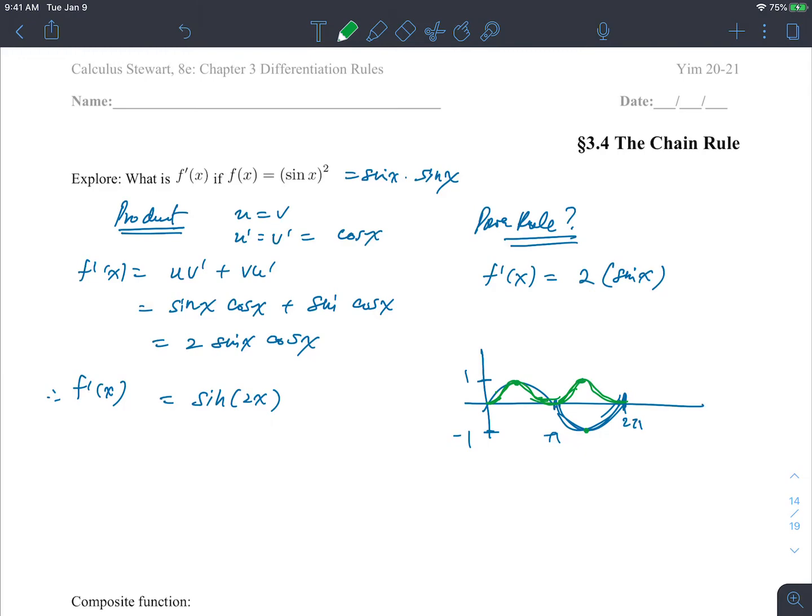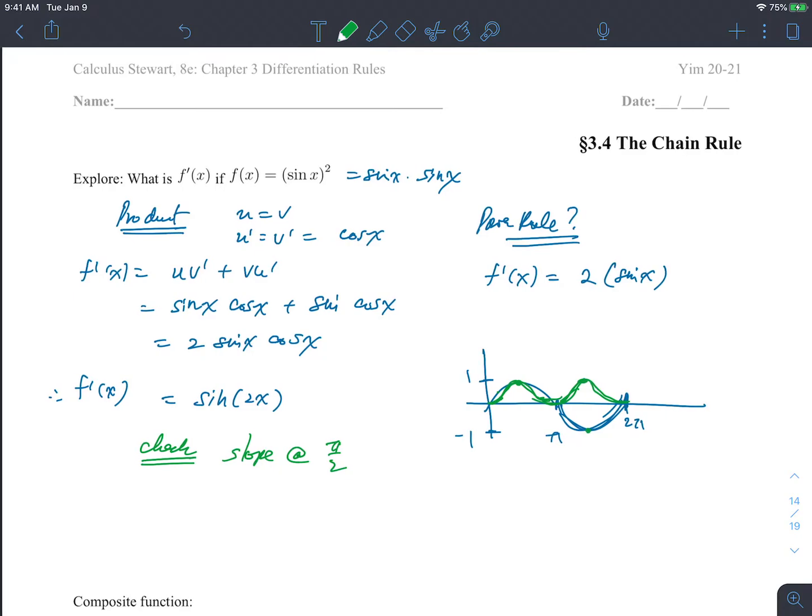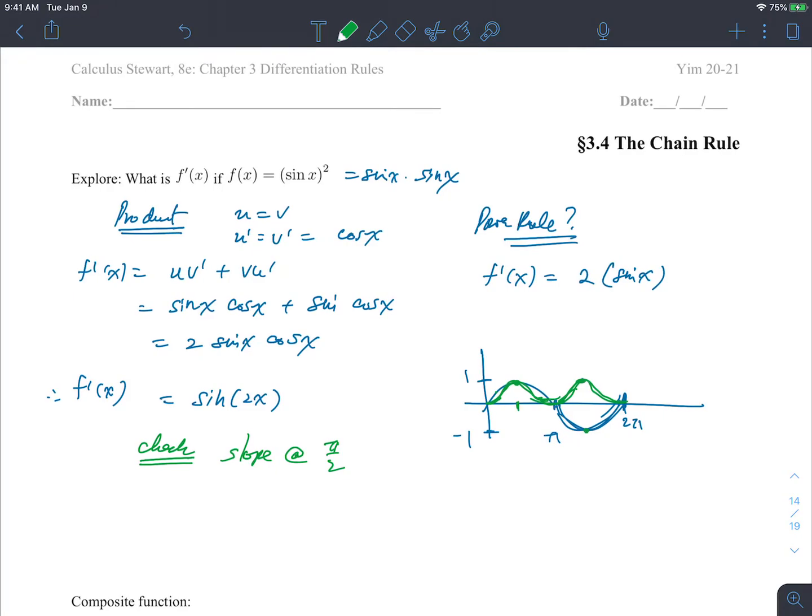Why don't we take a wild guess and check? Okay. At, let's see, pi over 2. What happens? What is the slope at pi over 2? Hold on. So pi over 2 over here, of this, it should be 0. So that you could tell from the graph, right? So f prime of pi over 2 should be 0 from observation.